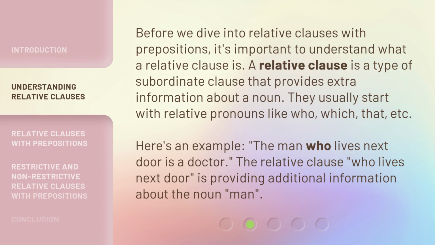Before we dive into relative clauses with prepositions, it's important to understand what a relative clause is. A relative clause is a type of subordinate clause that provides extra information about a noun. They usually start with relative pronouns like who, which, that, etc. Here's an example. The man who lives next door is a doctor. The relative clause, who lives next door, is providing additional information about the noun, man.